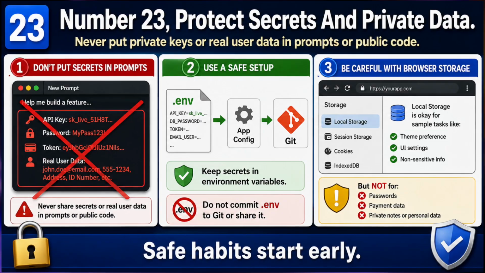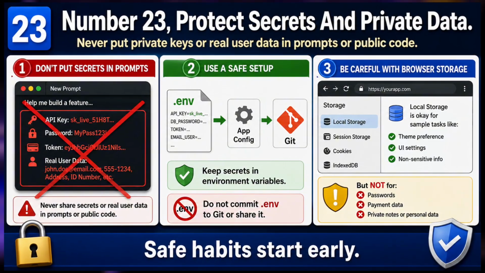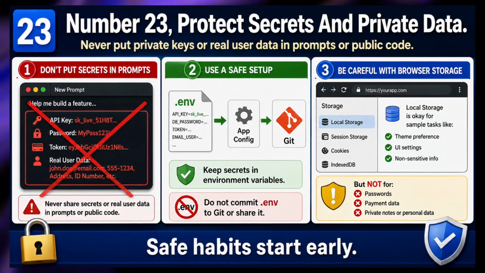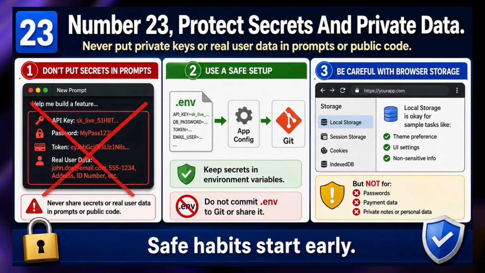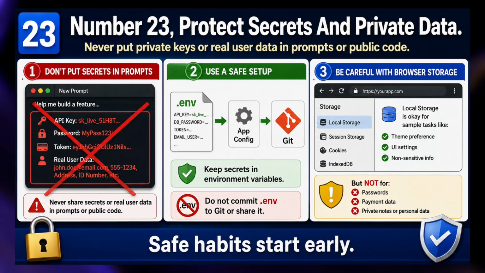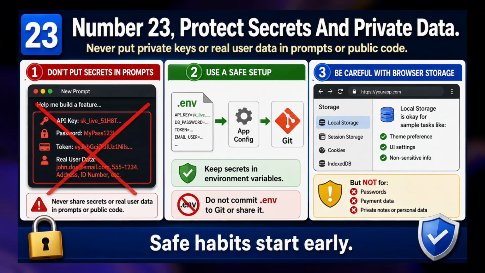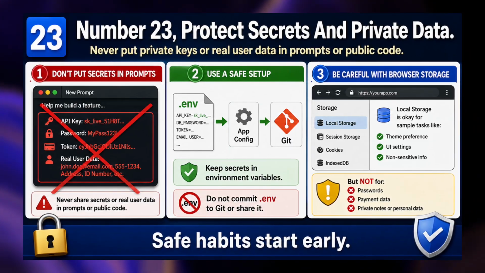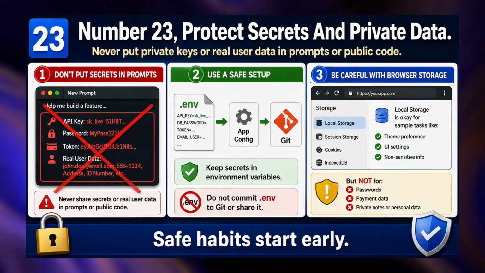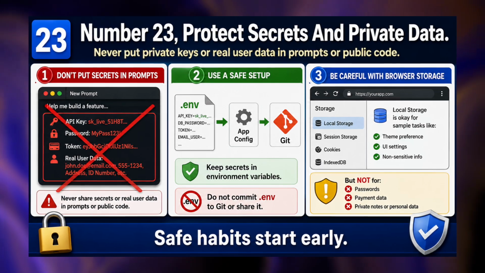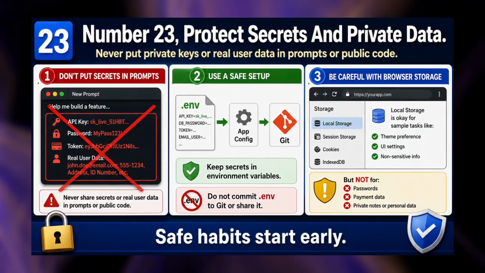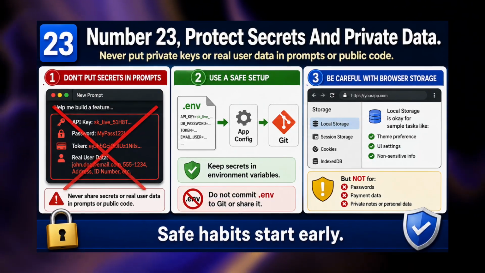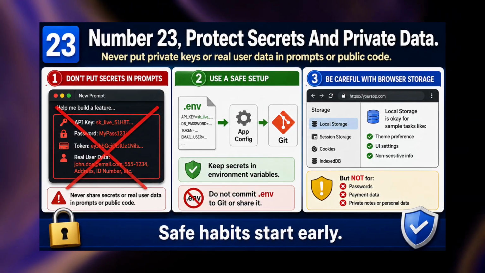Number 23. Protect secrets and private data. Even a simple app needs safe habits. Do not paste private API keys, passwords, tokens, or real user data into prompts. If the app later needs a service key, it should go into an environment file that is not committed to Git. Ask Claude to explain where secrets should live before adding any external service. Also remember that browser storage is not secure storage for sensitive information. It is fine for sample tasks, but not for passwords, private notes, or payment data.